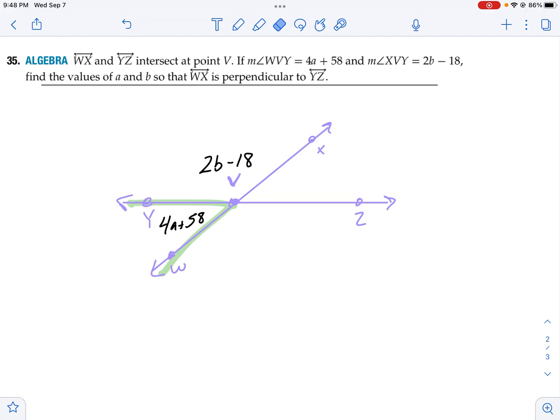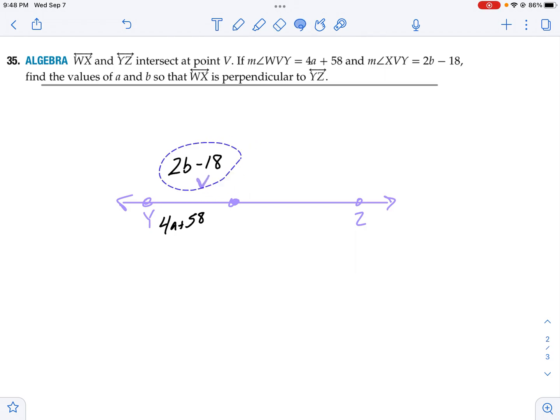Well, I should know what perpendicular means. I need to study that vocabulary word. So let's take a minute here and see if I can draw that one more time. I want to draw that so it's perpendicular.